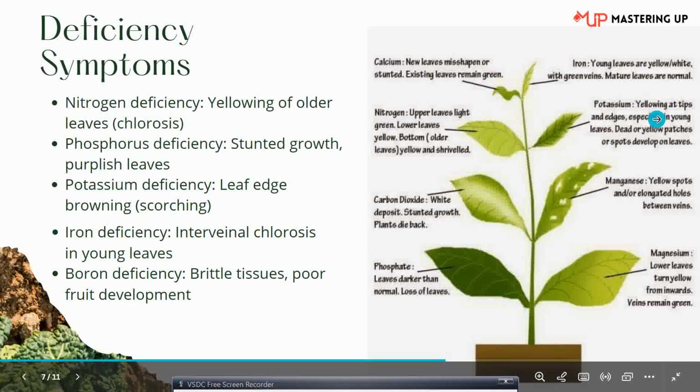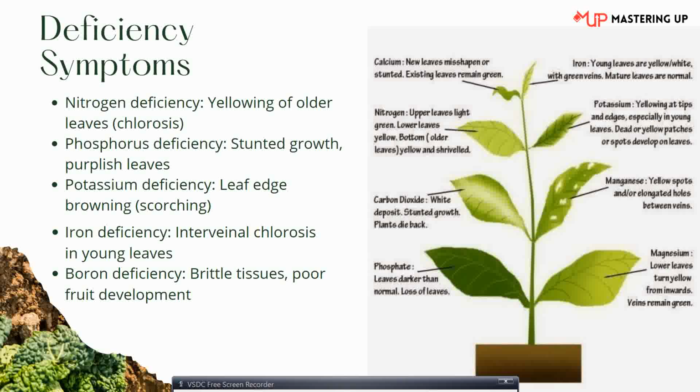In this diagram there are different deficiency symptoms. Let's look into this. Calcium: new leaves misshapen or stunted, existing leaves remain green. When new leaves become stunted or wrinkled, that's because of calcium deficiency, since the cell wall formation is not accurate. For iron, interveinal chlorosis is there, and the young leaves are yellow and white with green veins. Yellowing is present between the veins, and mature leaves are normal.